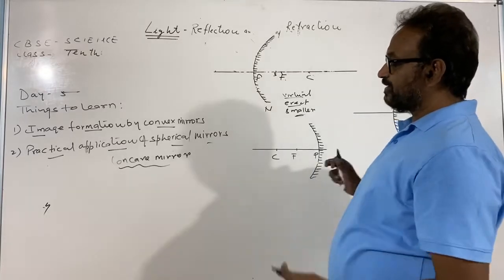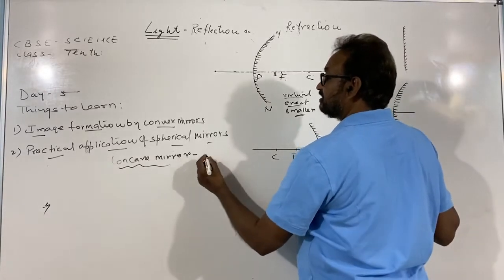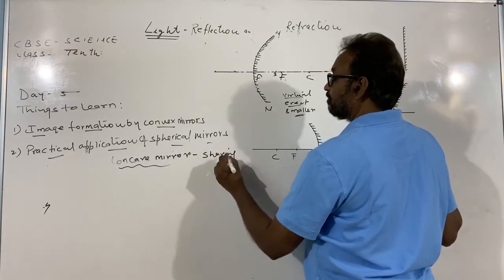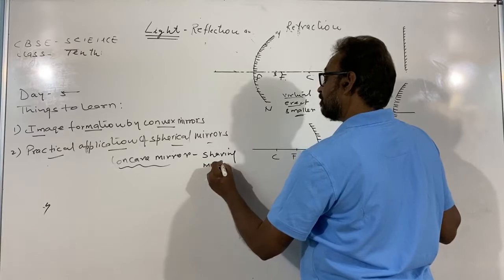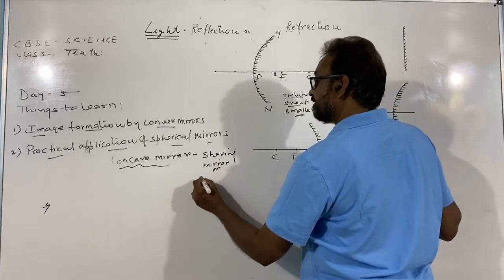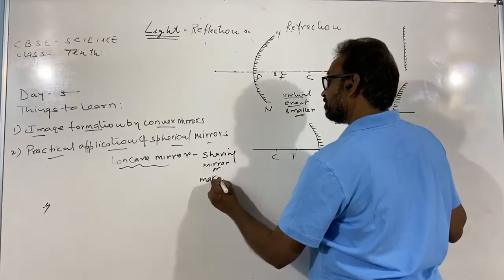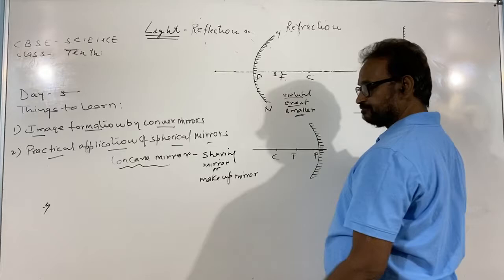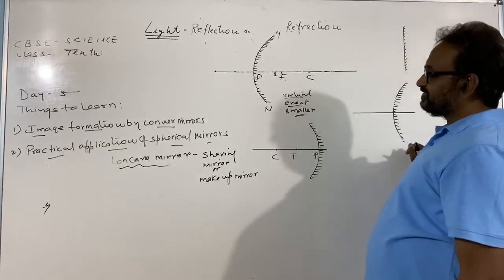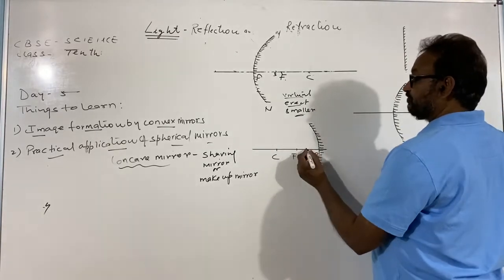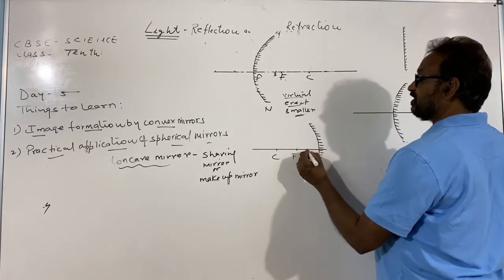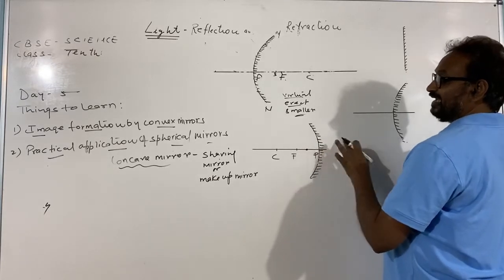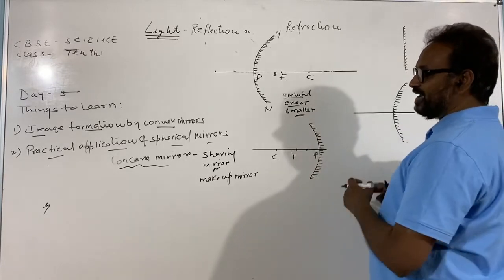A concave mirror is used as a shaving mirror or makeup mirror. The principle is that when the object is between pole and principal focus of the concave mirror, it forms a virtual, erect and enlarged, magnified image.